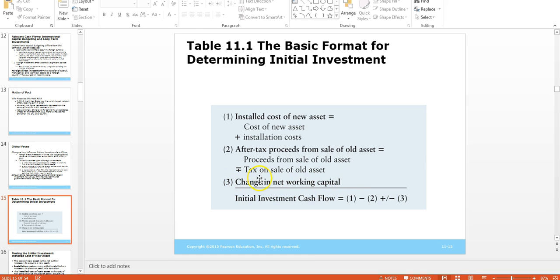Let's say, for instance, you put a new machine in, and now you have to hire someone to take care of that machine, and so now your net working capital is going to be positive, right? Because now you've got a larger initial investment. You realize you just can't buy this machine without someone to take care of it. So your change in net working capital is going to be positive.